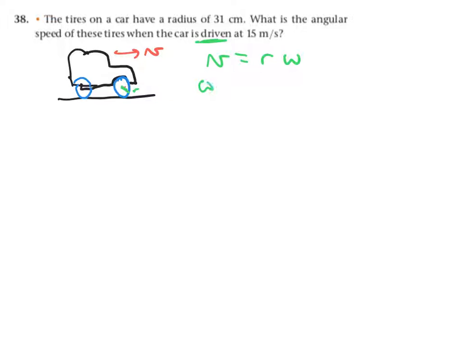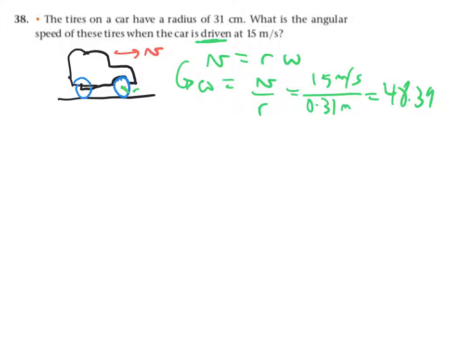So omega is v over r, which is 15 meters per second over 0.31 meters. So numerically that is 48.39, and we'll end up in radians per second.